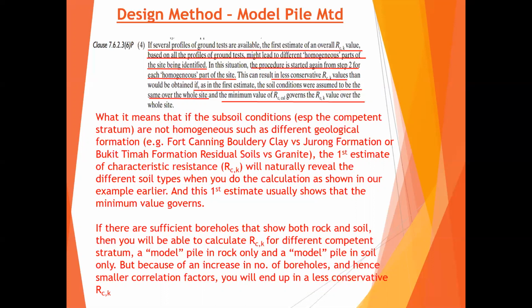Okay, so just nice, you can see half the site is rock, half the site is soil. So you calculate one model pile for the soil, one model pile for the rock. But you don't divide by the correlation factor based on 5 boreholes for the soil. You divide by 10 because in actual fact you did 10 boreholes. Okay, so you can notice that the correlation factor is much smaller if we use 10 boreholes. Also, this is what this clause is trying to say.